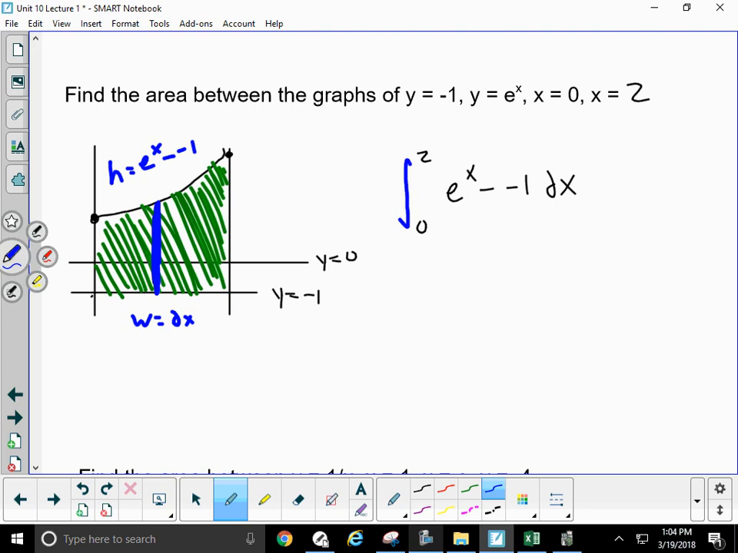Antiderivative of e to the x is not log. It's e to the x. It's itself. The derivative of e to the x is e to the x. The antiderivative of e to the x is e to the x.